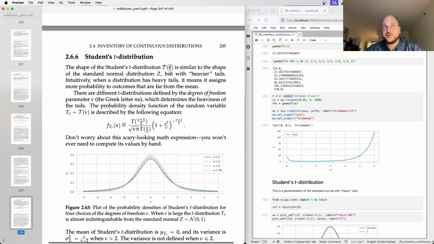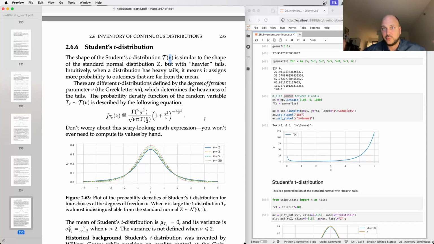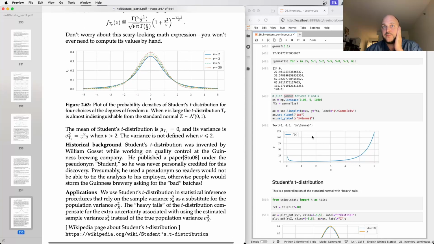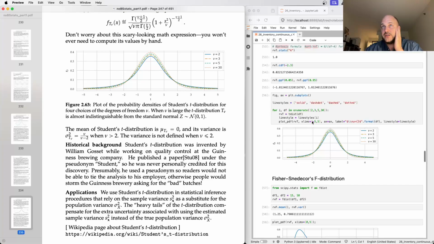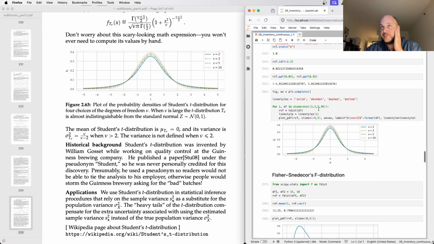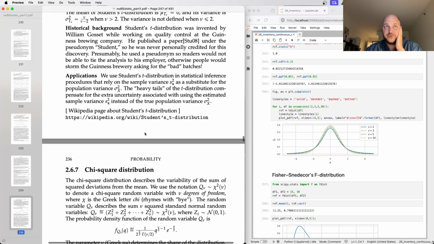And the parameter nu determines the heaviness. So the smaller nu, the more weight in the tails. Okay, so I encourage you to play with it to see what happens and compare it to the normal distribution.